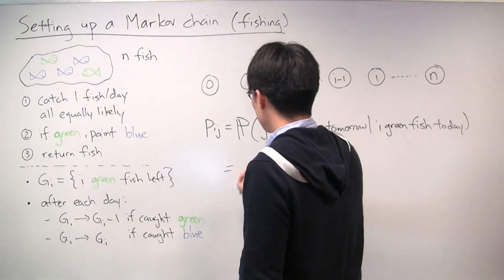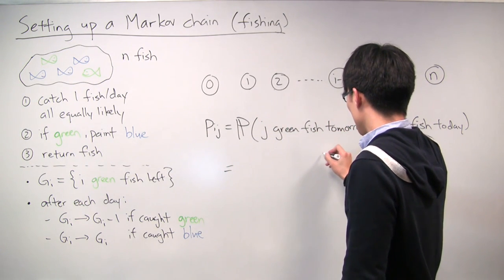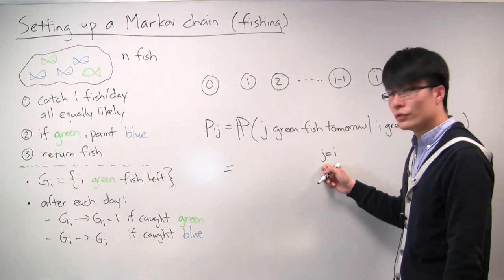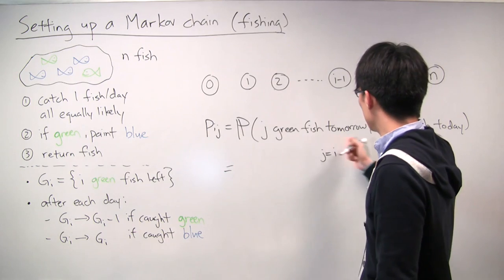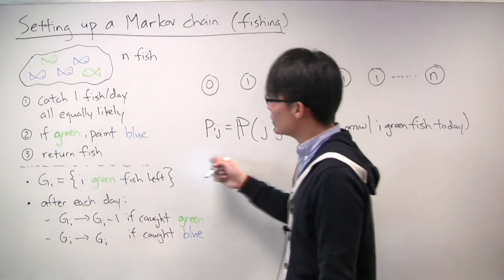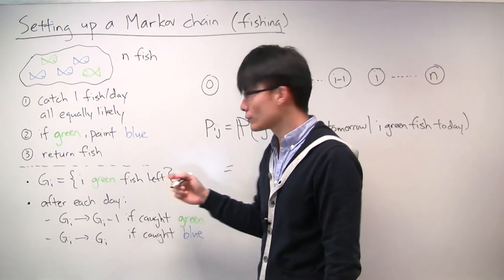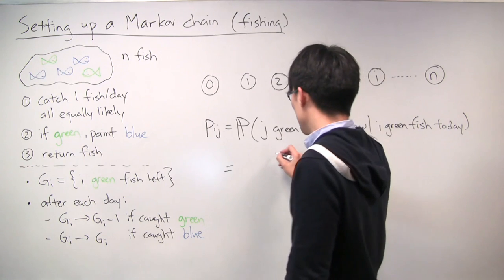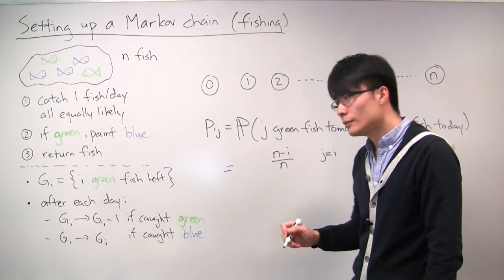Now, what we need to do is fill in what those probabilities are. So if j equals i, meaning that the number of green fish doesn't change, what's the probability that you have the same number of green fish tomorrow as you do today? Well, if you have i green fish today, that happens if you catch one of the n minus i blue fish. So what's the probability of catching one of the n minus i blue fish? Well, it's (n minus i) over n.